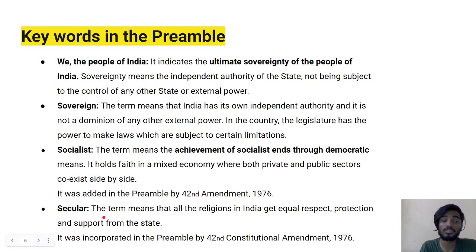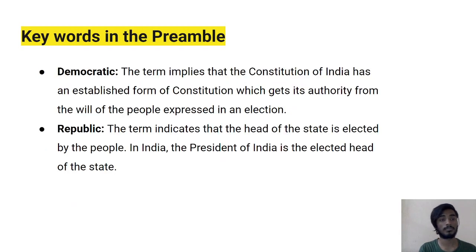And secular, the term secular means that all the religions in India get equal respect, protection, and support from the state. And the word secular was also added by the 42nd Constitutional Amendment Act 1976.